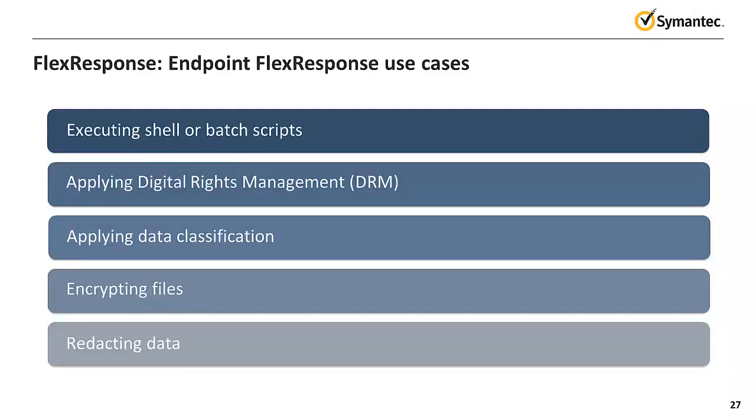Endpoint FlexResponse rules are available on the following types of endpoint destinations and protocols: Endpoint Discover, Local Drive Monitoring, Removable Storage Devices, SMTP, and HTTP with HTTPS. The following are use cases that could be implemented through Endpoint FlexResponse plugins: executing shell or batch scripts on specific targets of endpoint computers, applying digital rights management, or DRM, applying data classification tags to documents, encrypting files, for instance encrypting a file instead of moving it to another secure location, or redacting data.